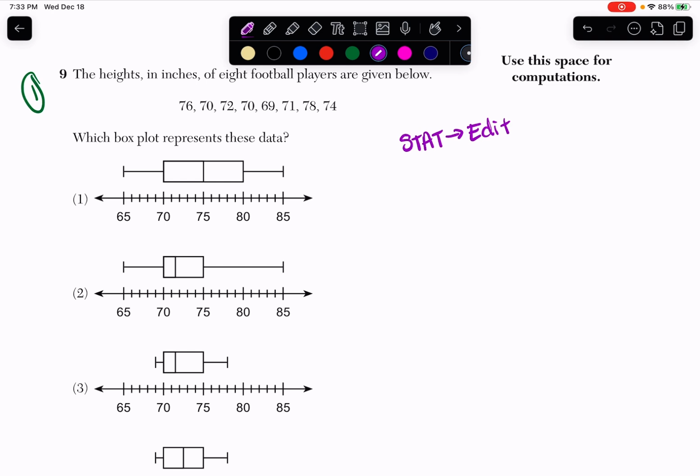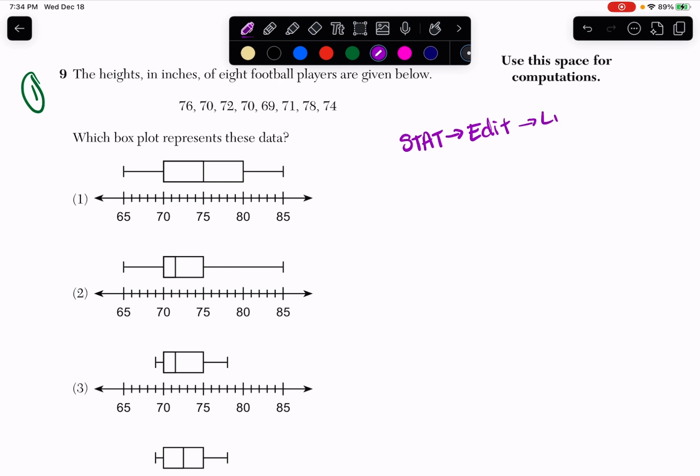So if I type this data into L1, I have 76, 70, 72, 70 again. Make sure you type both 70s, not just one of them. 69, 71, 78, 74. And then I'm going to double check. There are 8 numbers in the problem. I have 8 values in my table. And I'm going to reread that I typed them in exactly correctly. If I mess up even one of them, it's going to mess up the whole thing. So I've typed them into L1.